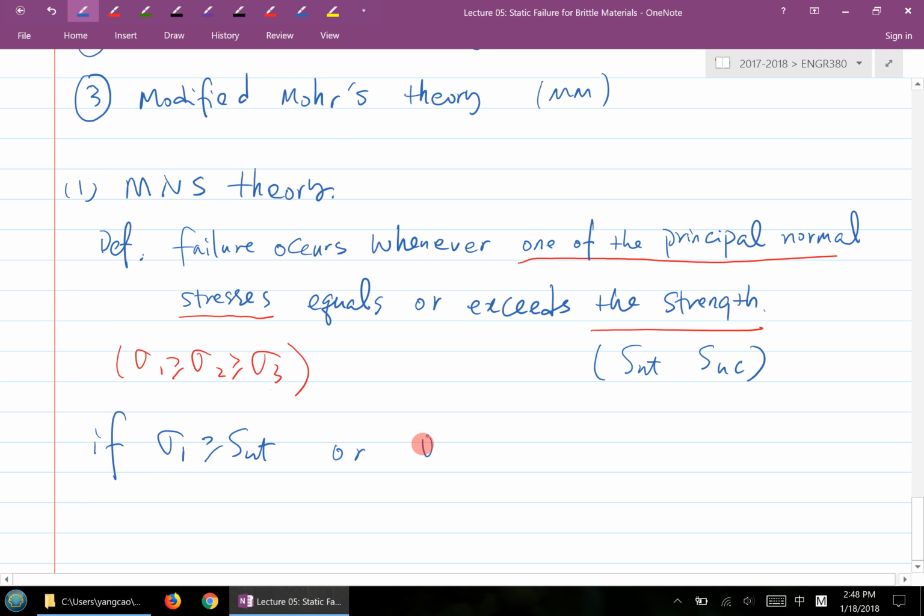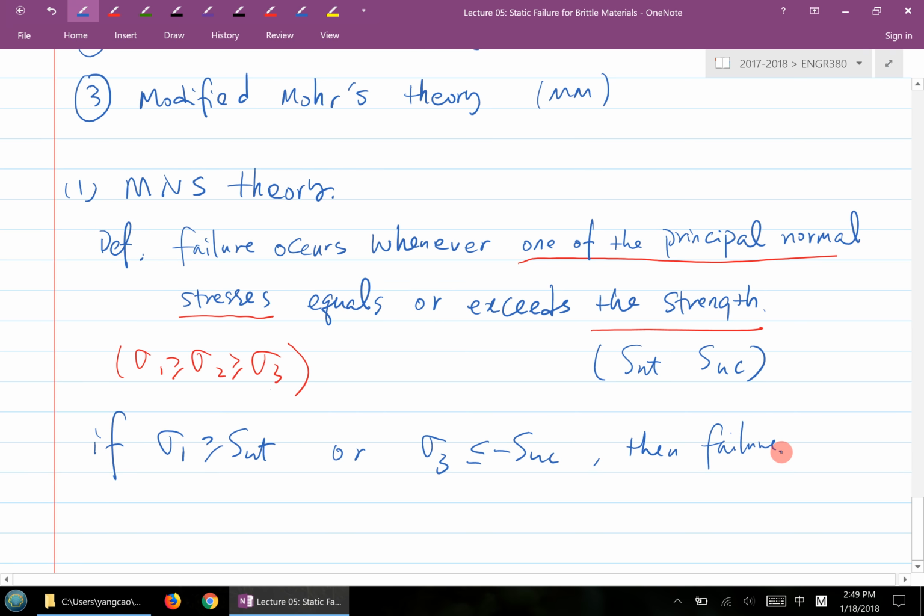Or whether sigma 3 is less than negative SUC. When you compress, it's a negative number, and if you compress too much, then it's a failure. So that's basically what this definition is telling us. If this happens, then you have a failure here.